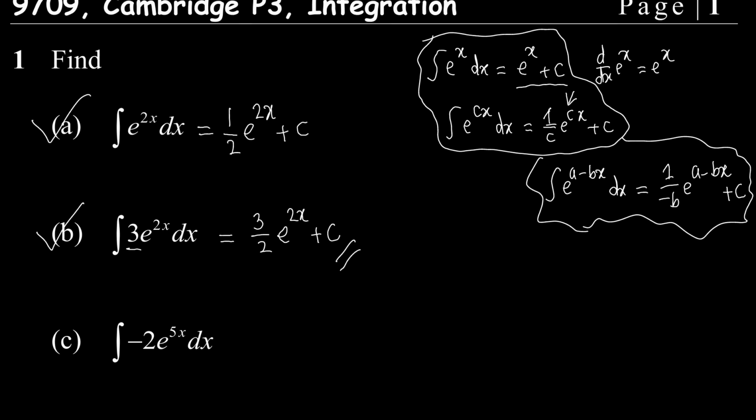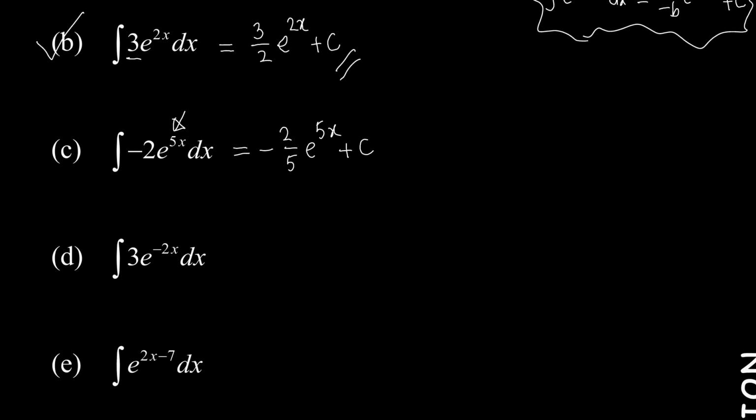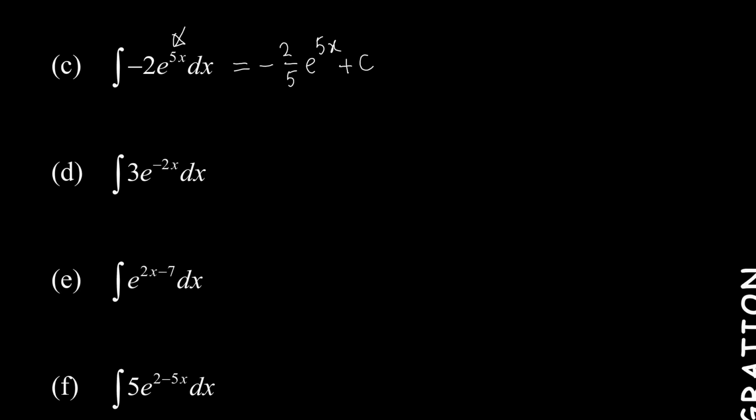If we go for the question C, then it should be negative 2 by 5 e to the power 5x plus c. A similar approach we are going to apply, because the main part is the coefficient of x, and we need to write 1 by that coefficient. Gradually we are going to move on to other questions.